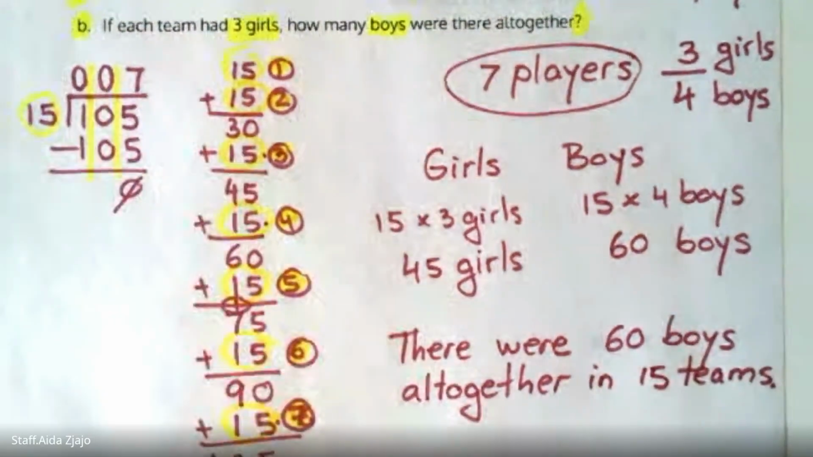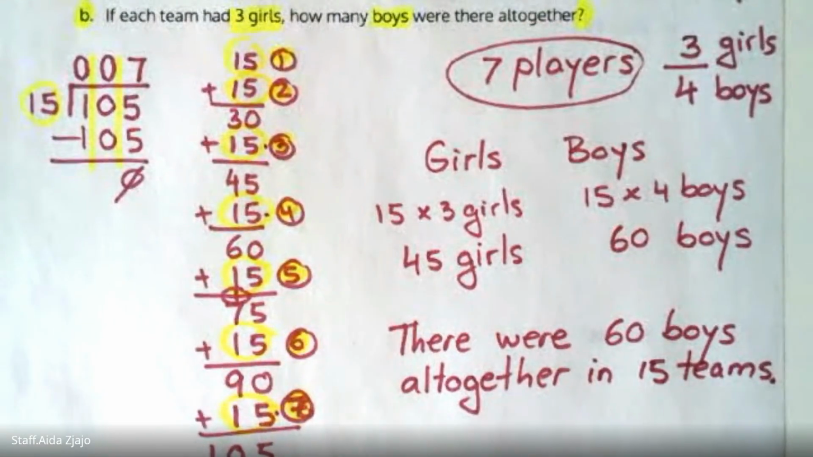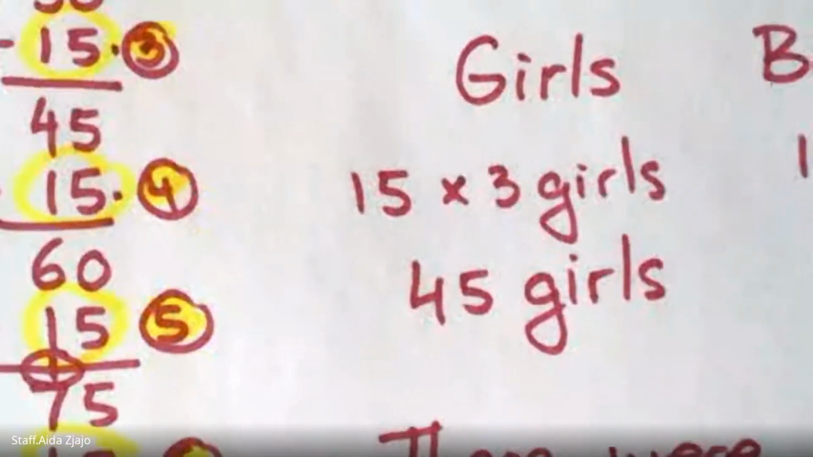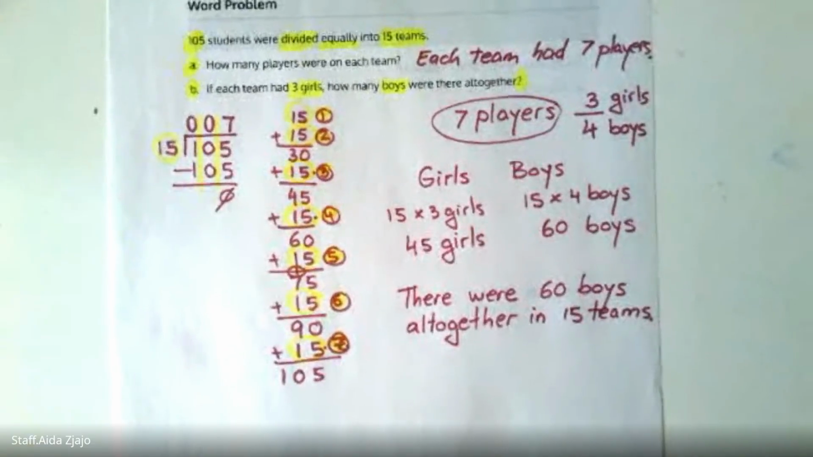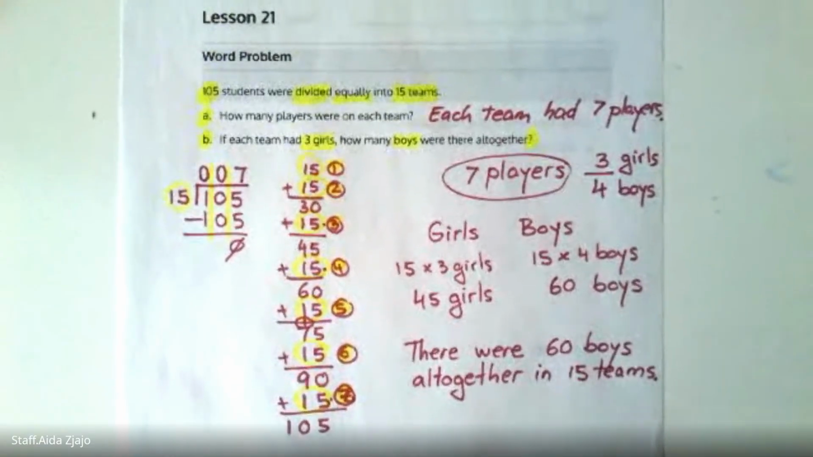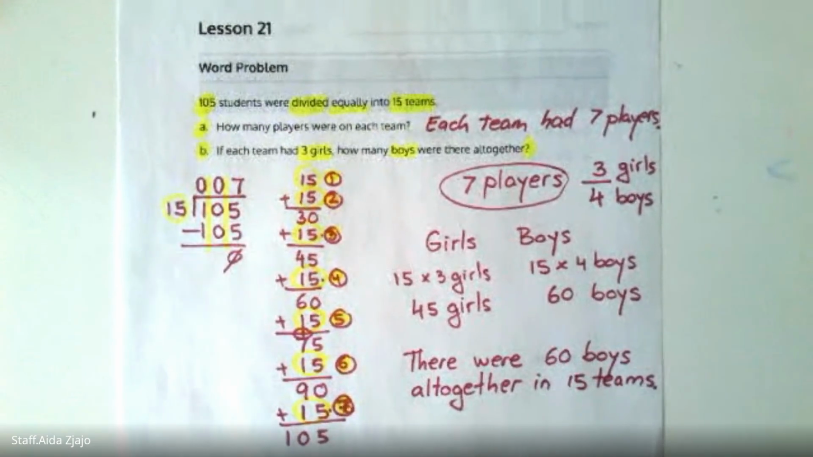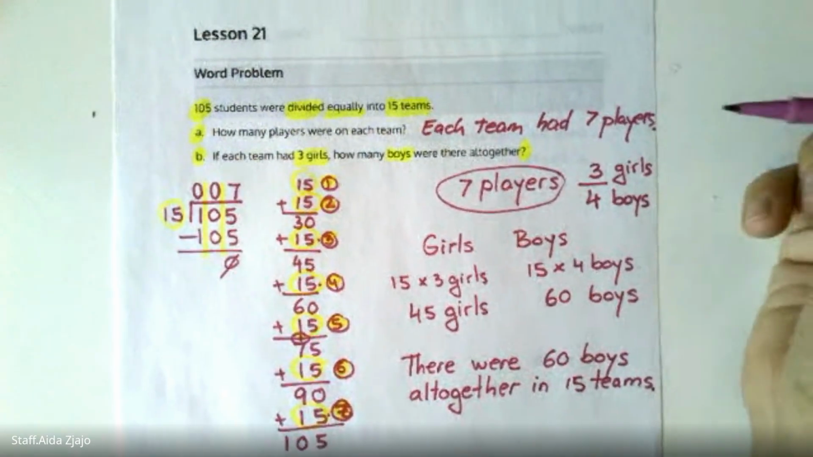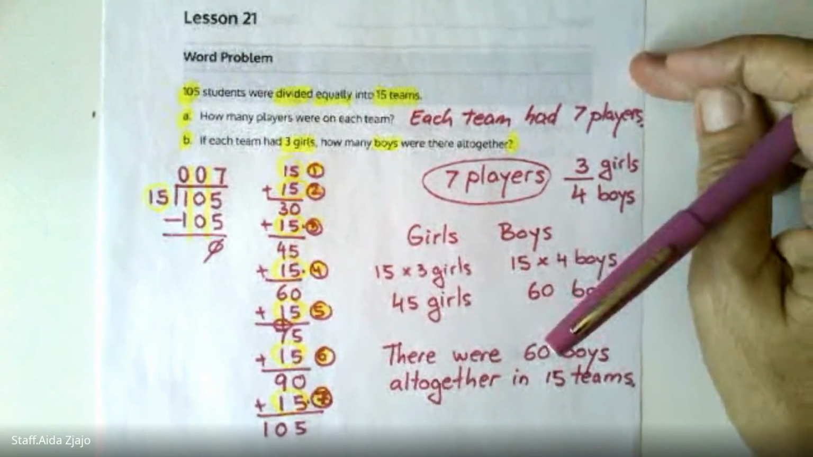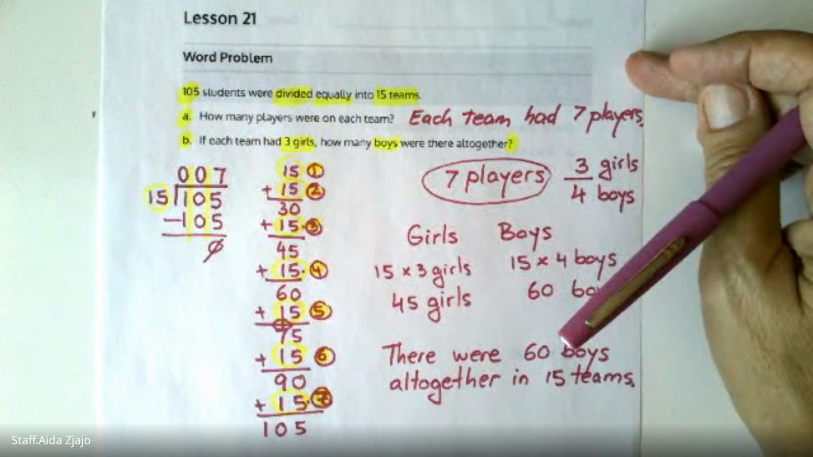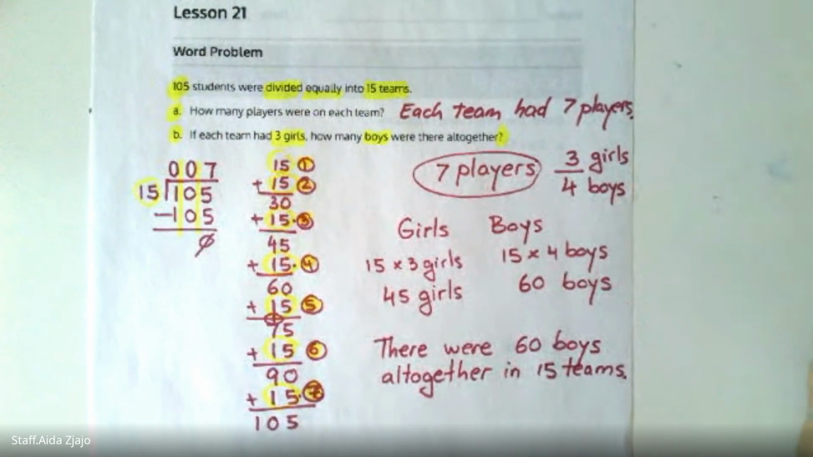Okay, so that was lesson 21, word problem. It was Mrs. Z, the word problem, grade 5, mission 2.